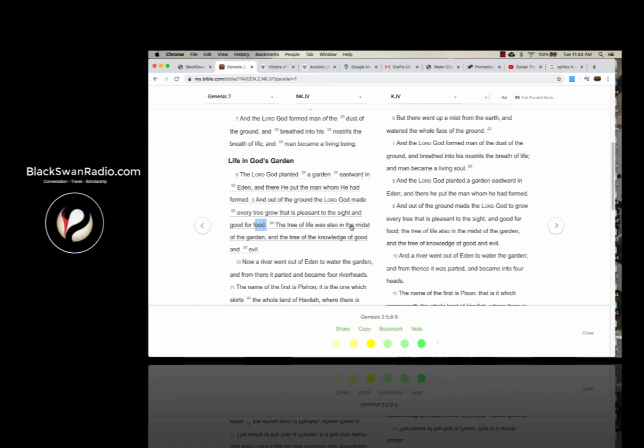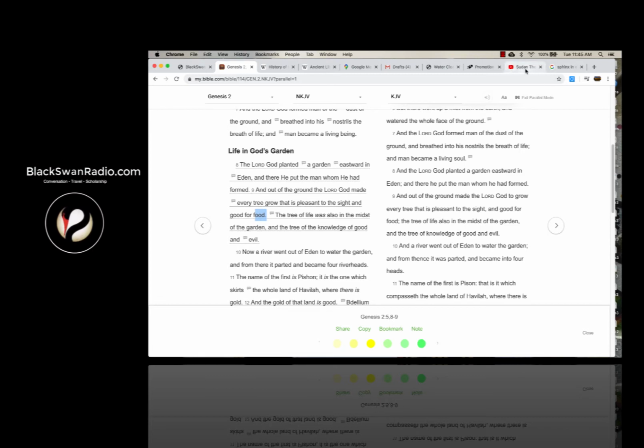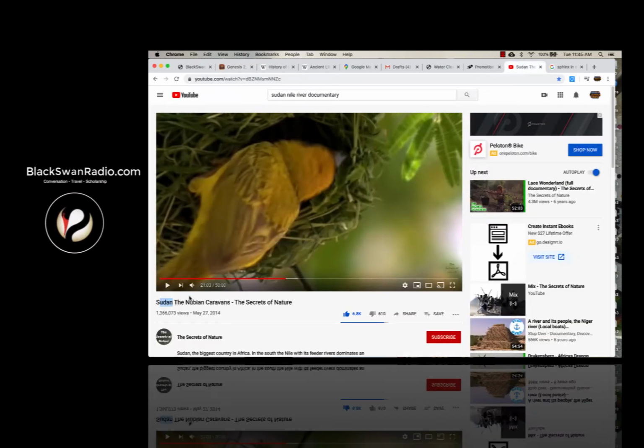The tree of life was also in the midst of the garden, and the tree of knowledge of good and evil. Now a river went out of Eden to water the garden, and from there it parted and became four river heads. Now the Sudan is called the Nile River Valley. If you see, it's called the Nubian Caravan. So the Sudan Nubian is where I'm going, and these people are the first people who built pyramids.